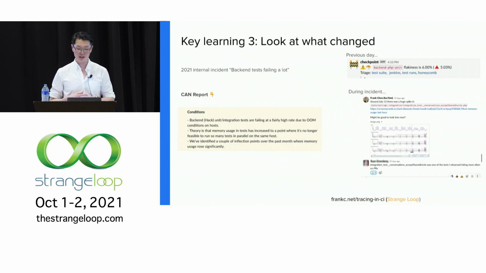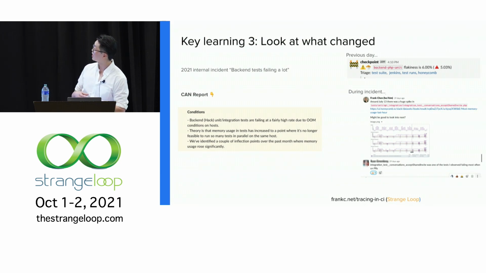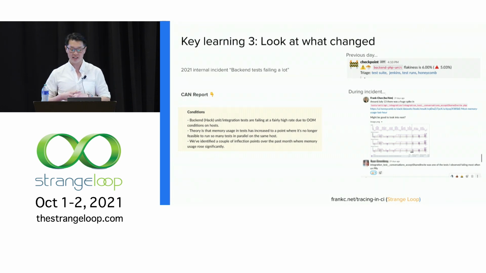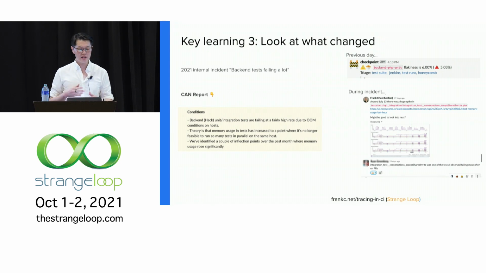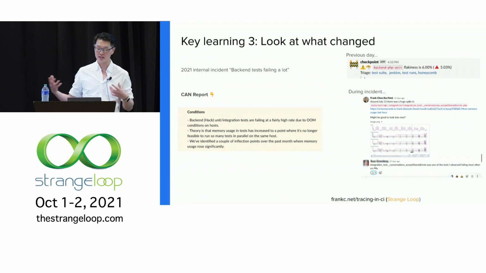And so let me share a quick story about another recent incident in August 2021. At Slack, we use the incident command system, and I'm sharing one of the conditions, actions, and needs, abbreviated CAN, messages from that incident. The condition screenshot from our incident channel says it best. Backend unit and integration test suites are failing at a high rate with out-of-memory conditions on hosts. Each of these backend unit test suites may run tens of thousands of tests.